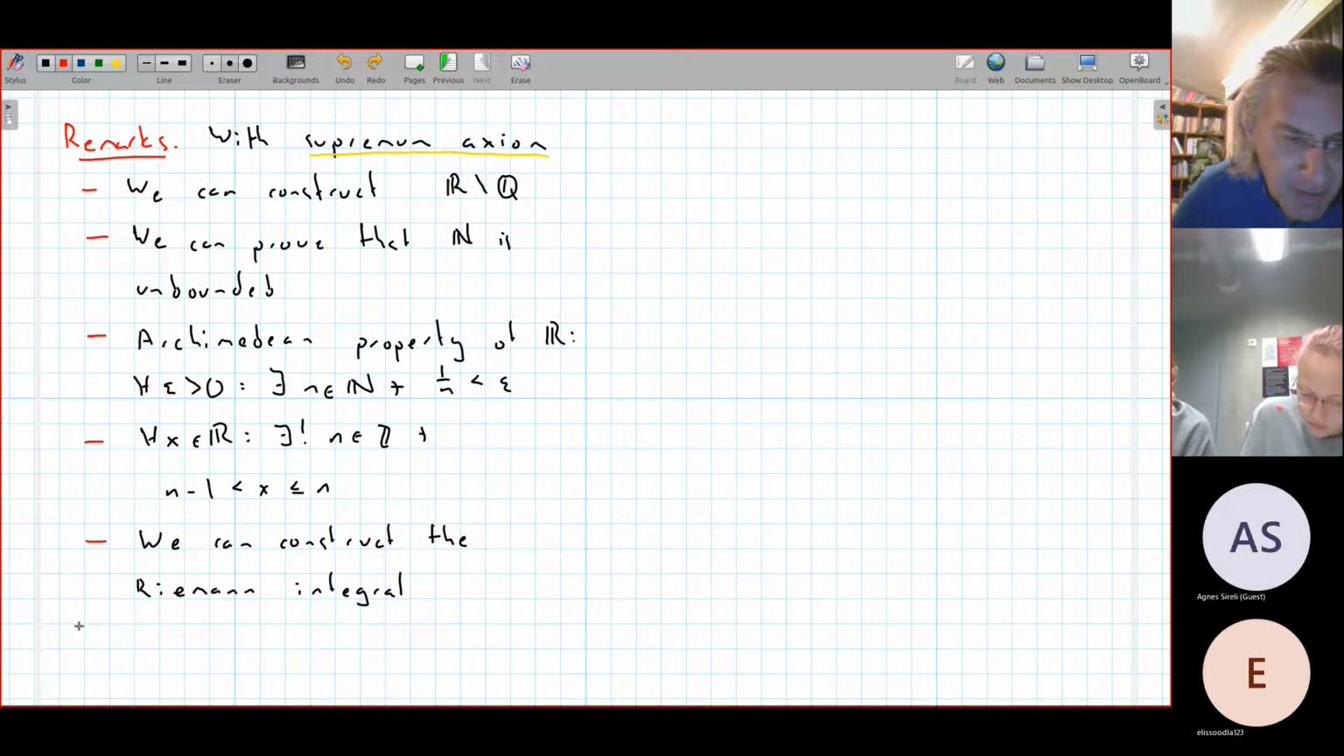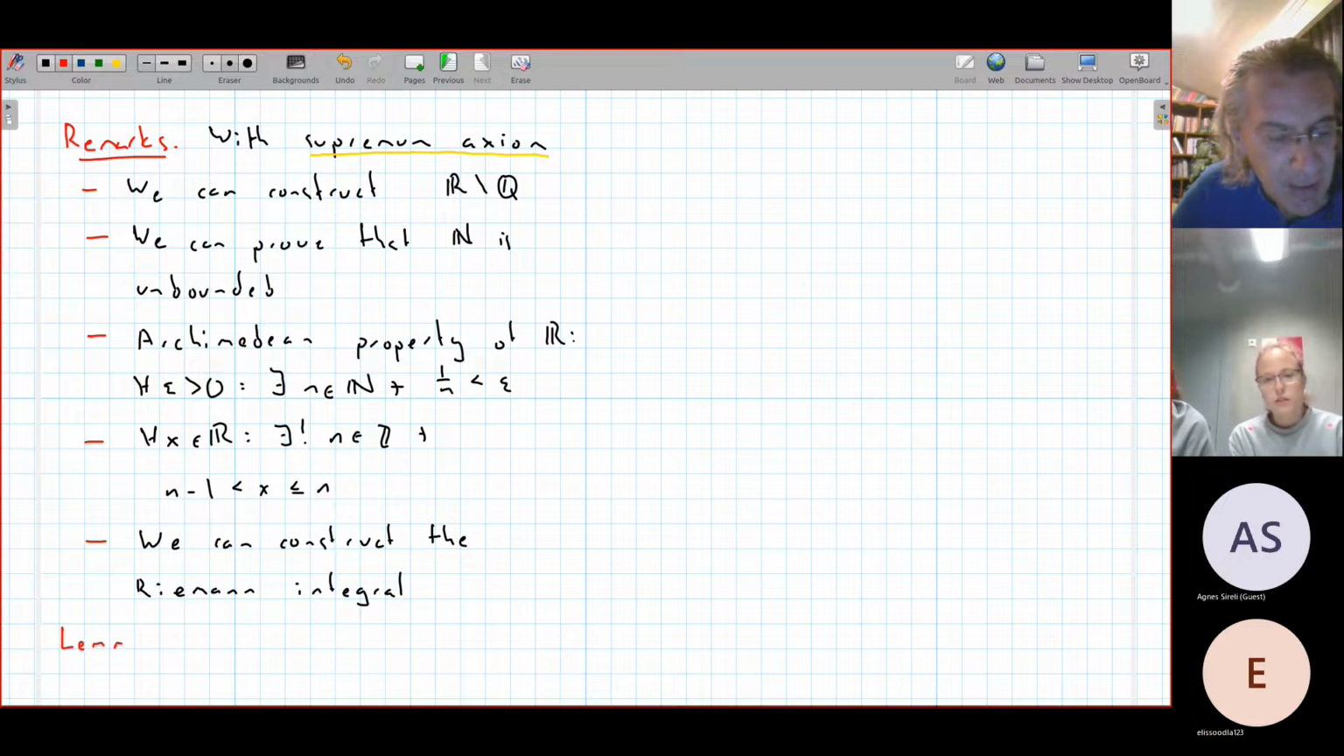Since this semester I'm going to use the supremum axiom very often, what I'm going to do now is prove some properties about the suprema, just to remember some of the arguments used to prove those results. I'm going to prove a small lemma. I think this lemma is also in your textbook.